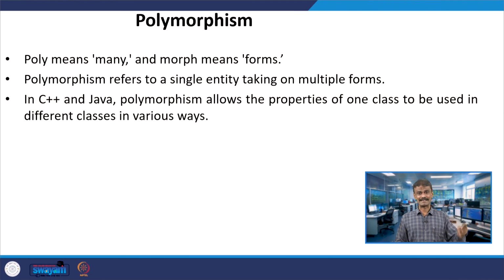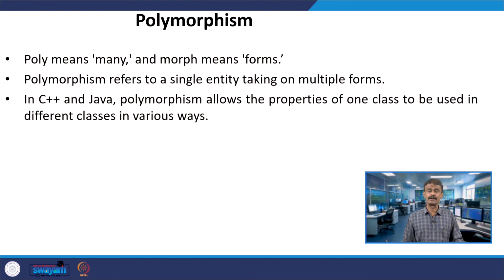One I can use for the maximum of 2 numbers, another for the maximum of 3 numbers, or one for the maximum of 2 integers, another for the maximum of 2 doubles, or the maximum of 2 strings, or 2 character arrays, or 2 characters. You can use the same function name multiple times. That is called polymorphism.